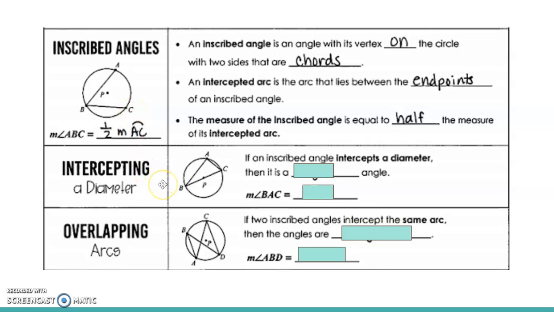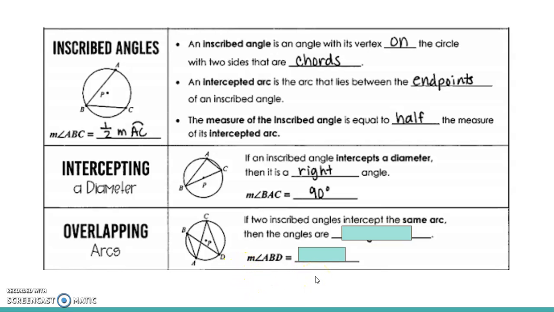We also have intercepting a diameter. So when I have an inscribed angle that intercepts a diameter, then it forms a right angle. So angle BAC in this case is that 90 degrees. And then we have overlapping arcs. So this is the last kind of thing to look at within our inscribed angles before we do some problems.